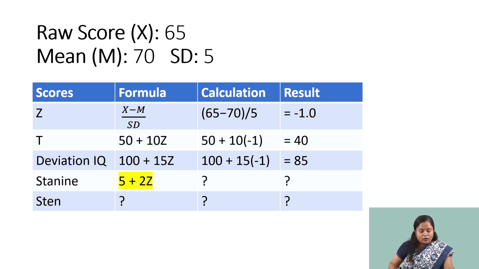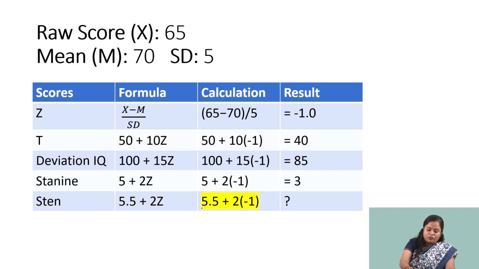Stanine, the formula is 5 plus 2Z. We put the values in the formula and the result is 3. And for the last, Sten, the formula is 5.5 plus 2Z. We have calculated the Sten score: 5.5 plus 2 as it is from the formula, and then minus 1 here from this Z-score, and the value is 3.5. Now we will convert it, we will take a whole Sten number that is close to 4. So here the Sten score is 4.